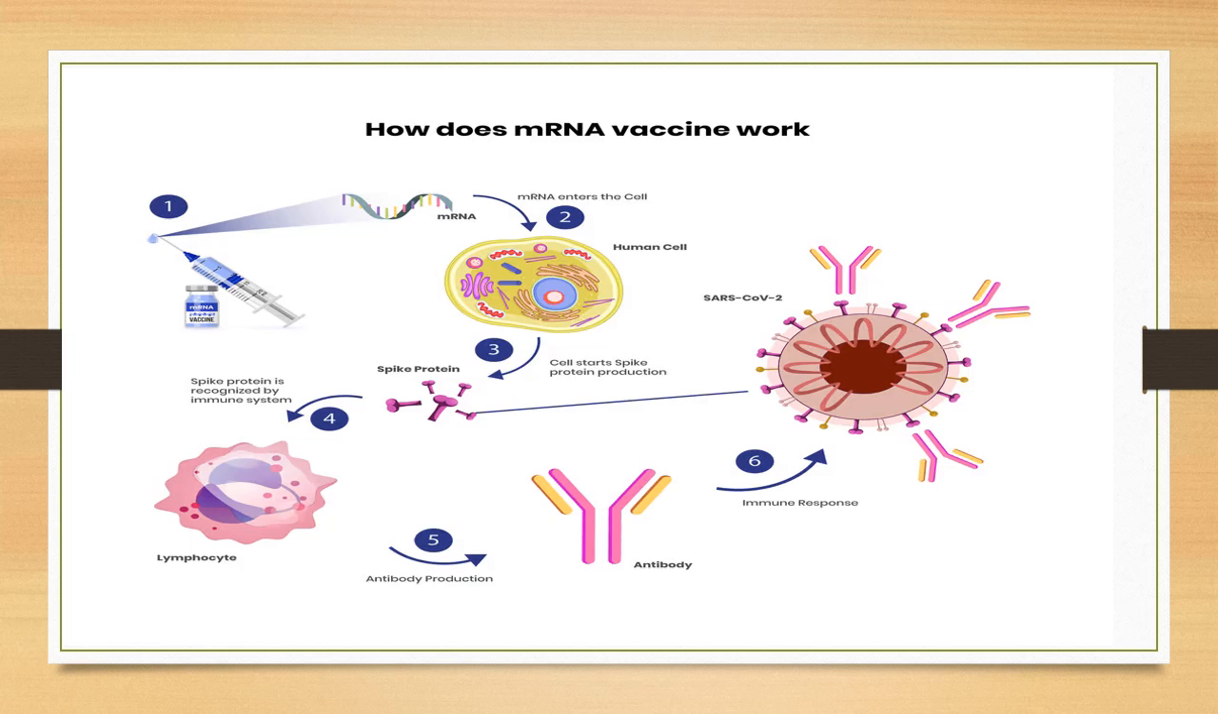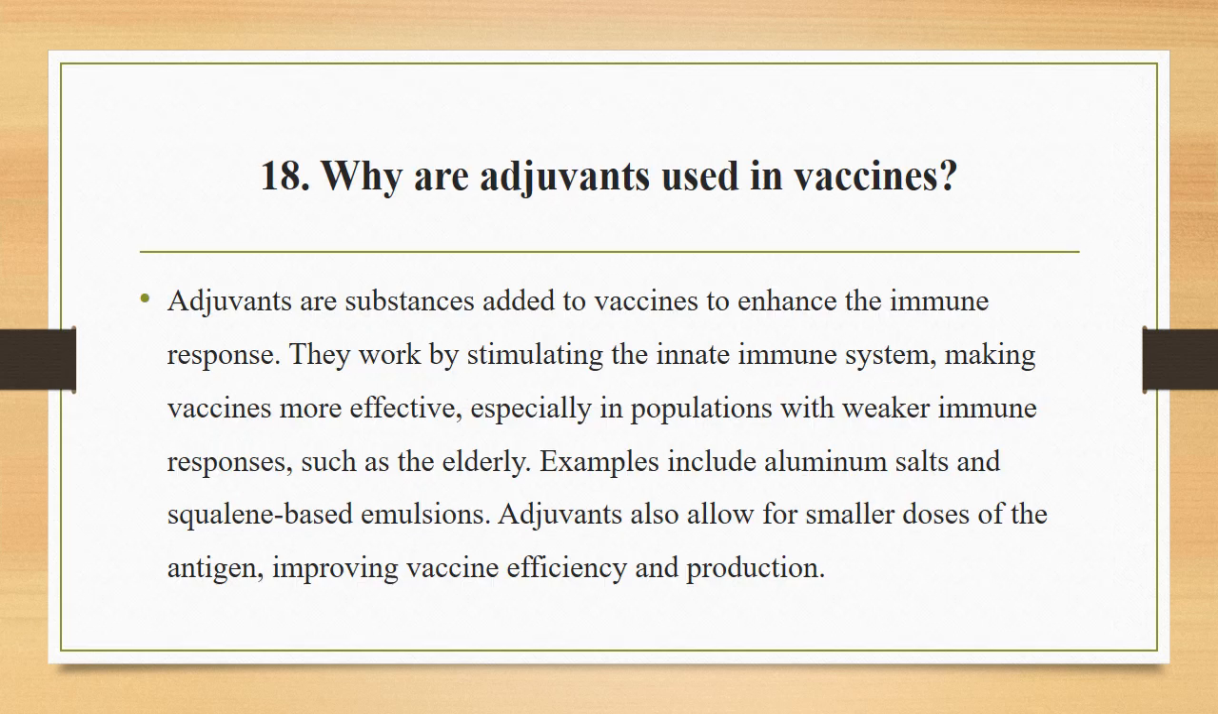Let's go to the second question, which is why are adjuvants used in vaccines. Adjuvants are substances added to vaccines to enhance the immune response. As we know, during the production of a vaccine there is a step called adjuvant addition. When we add the antigen, we add the adjuvant to enhance the immune response. So adjuvants are the ones which increase the immune response.